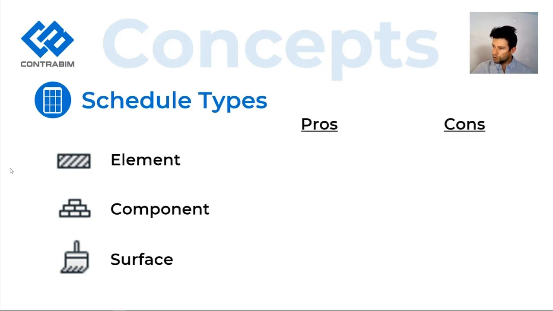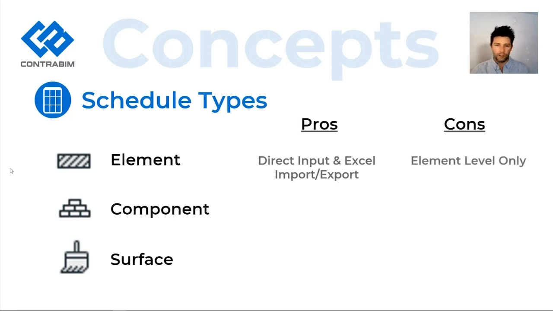So really there are pros and cons of each of these. With our element type schedules, this is the one that's easiest to work with for doing direct inputs of numbers directly into the interactive schedules. So really the element schedule is the most interactive out of all of them. The con is it's really kind of a summary level, element type only.